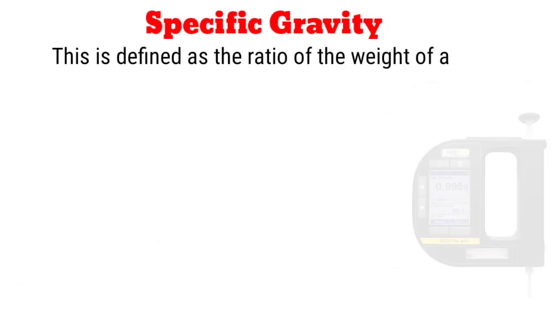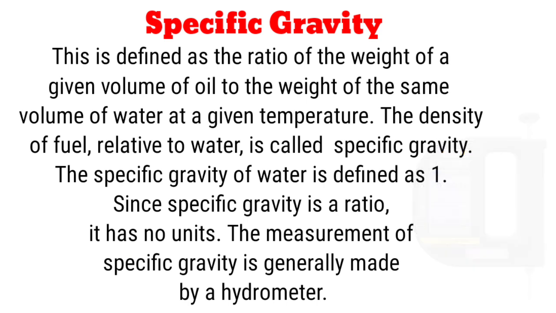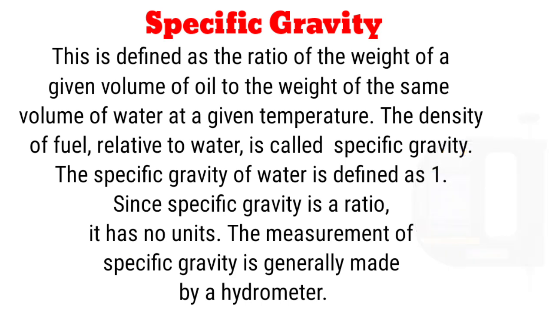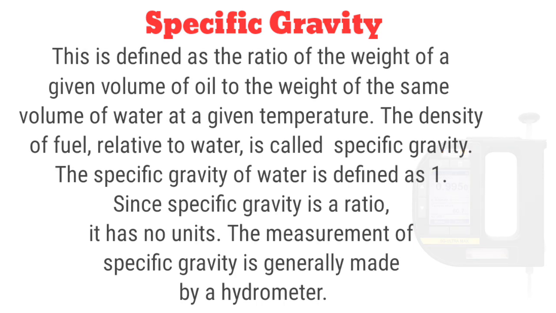Specific gravity. This is defined as the ratio of the weight of a given volume of oil to the weight of the same volume of water at a given temperature. The density of fuel, relative to water, is called specific gravity. The specific gravity of water is defined as 1. Since specific gravity is a ratio, it has no units. The measurement of specific gravity is generally made by a hydrometer.